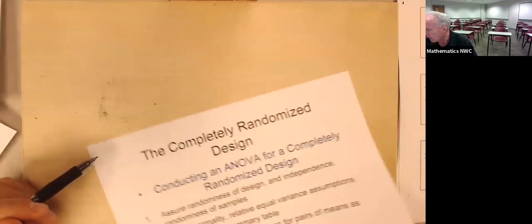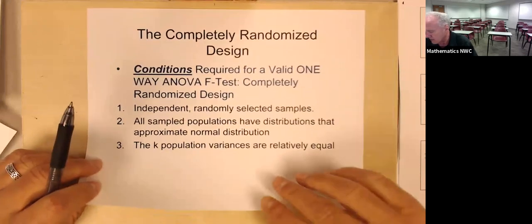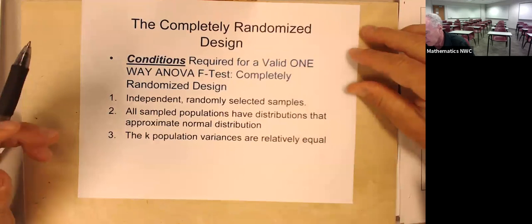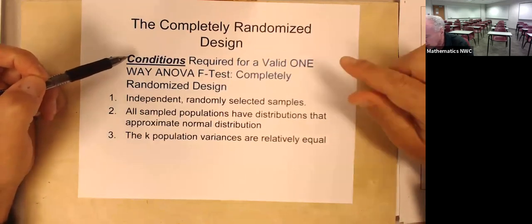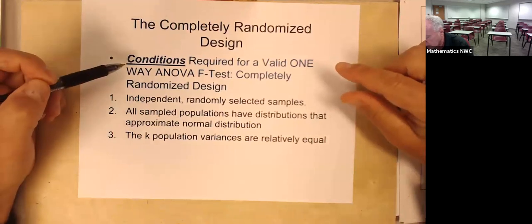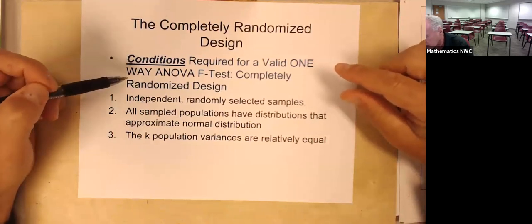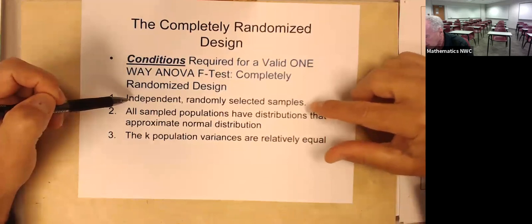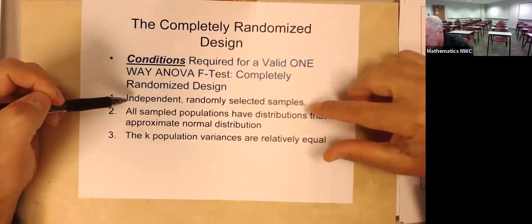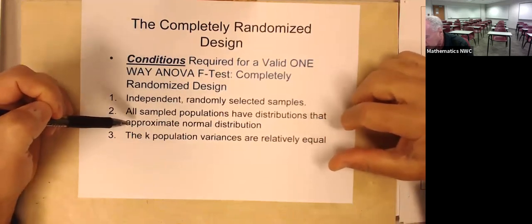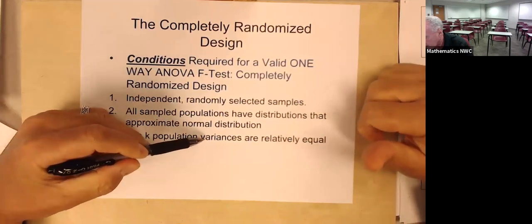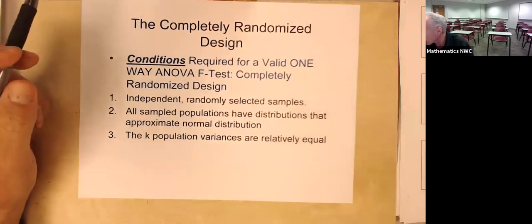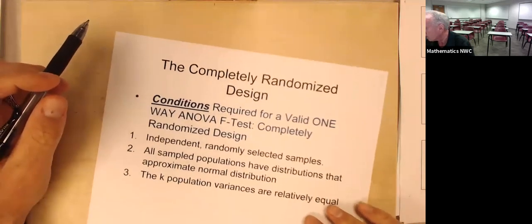I talked about having sufficient or insufficient evidence. Conditions required, if you're running this on your own someday for a thesis or a dissertation: you have to have independent random samples. All the samples need to be from normal distributions. The standard deviations or the variances need to be approximately equal.